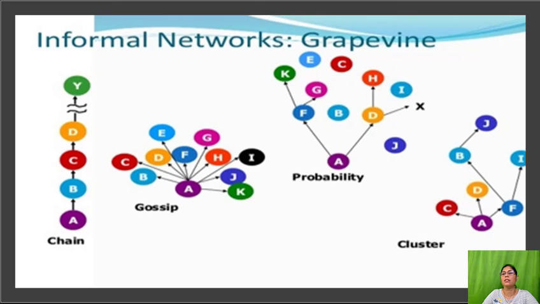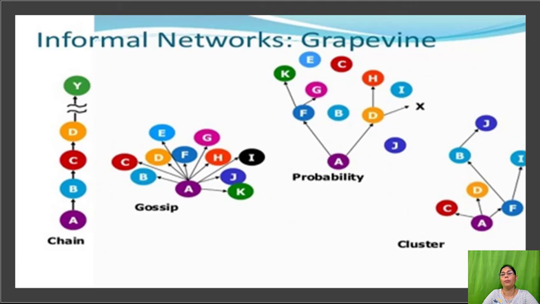First is chain system. In chain system, a person tells something to a second person, the latter to the third person and so on in the form of a chain. Second is gossip system. In the gossip system, a single person communicates without any discrimination with everyone he meets. So A is a person who communicates with all others.